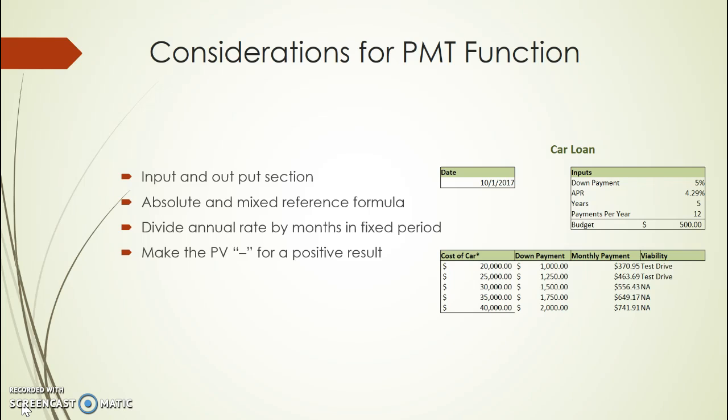And lastly, the PV will display as a negative by default because it's an amount that you owe. So if you want the calculation to display as a positive number on your worksheet, then you should enter a minus sign or a negative sign with the PV in the formula to ensure that the calculation shows up as a positive number in your output section.